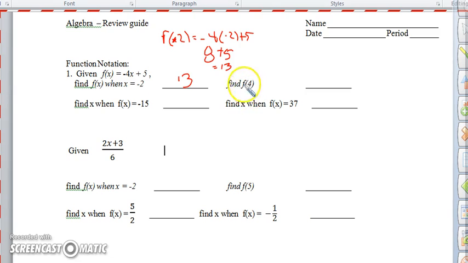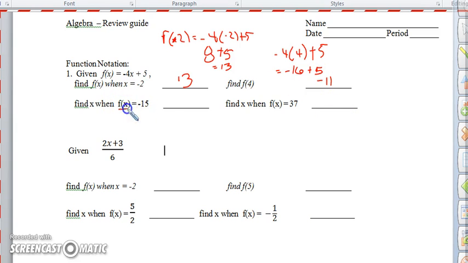So when we say find f of 4, that means substitute 4 in for x. So we get negative 4 times 4, what we're substituting in, plus 5, which equals negative 16 plus 5. Use your calculator if you're afraid, but this is going to be negative 11.